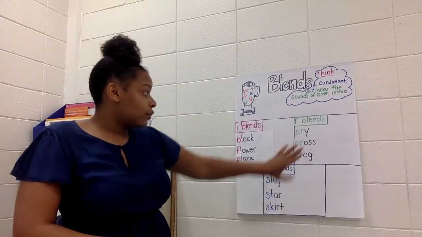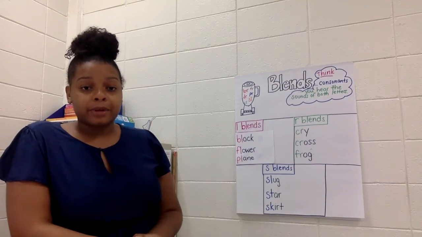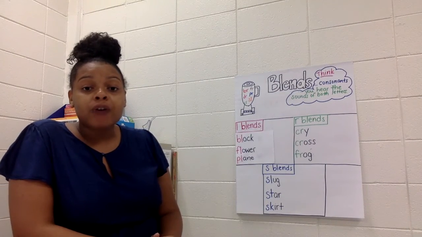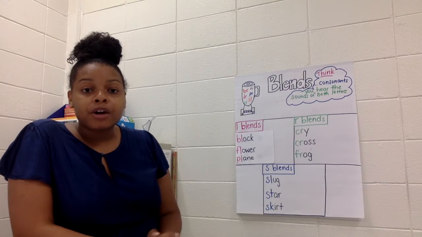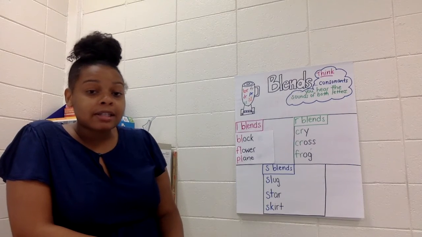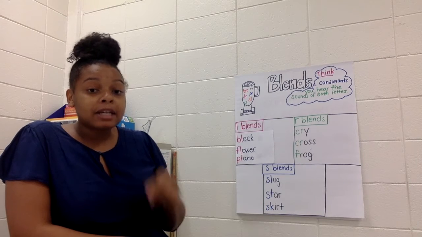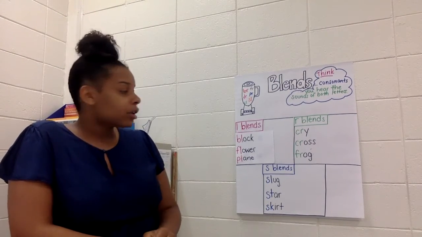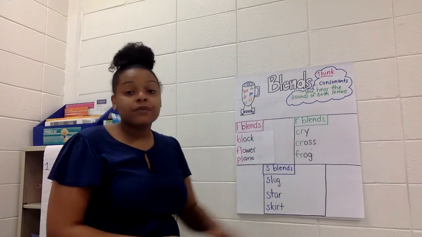We also can go over to the R blends. Those are words that have the R sound in it. Here are some examples. Cry, cross, and frog. Notice each of those words have the R sound in it, but it has a beginning sound that's different, and the beginning sound and the R sound are heard in the word. So we have cry, cross, and frog.